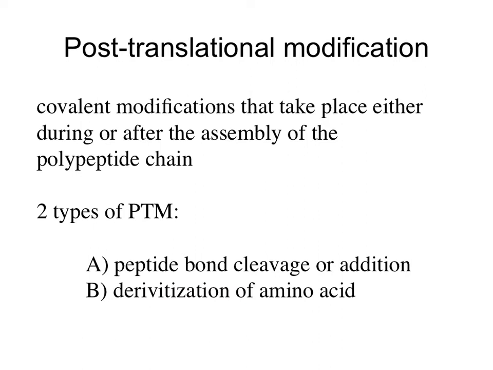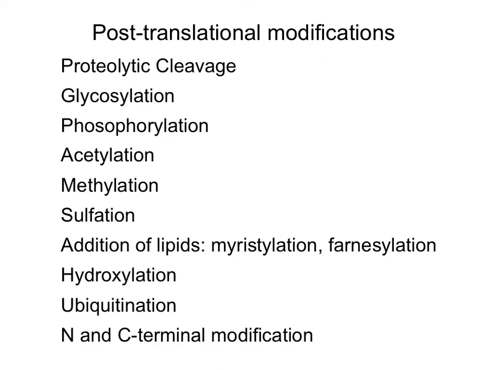There are two types of PTMs. One is cleavage or addition of peptide bonds, and the other is the derivatization of amino acids. So in terms of the types of modifications that we're going to be looking at, the first class is proteolytic cleavage, and then the rest are modifications that are made on the amino acid: glycosylation, phosphorylation, acetylation, methylation, sulfation, addition of lipids. These are two that we'll be focused on: myristoylation, farnesylation, hydroxylation, ubiquitination, and then N- and C-terminal modifications.